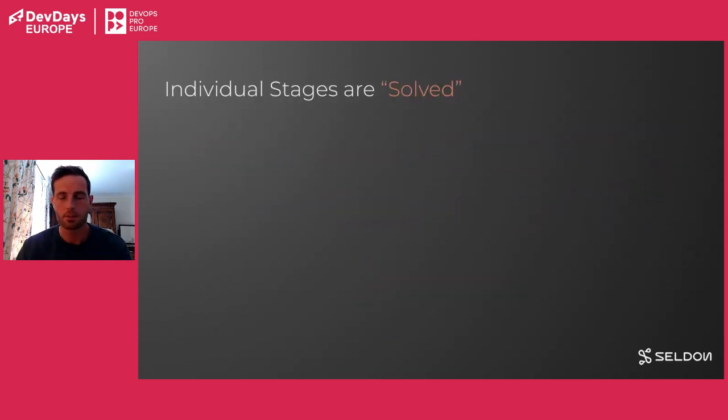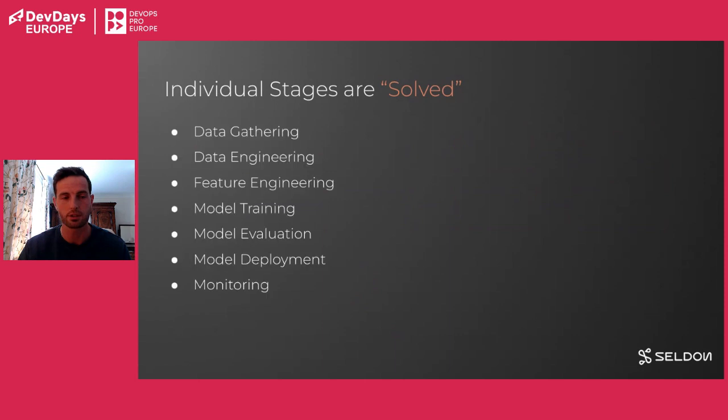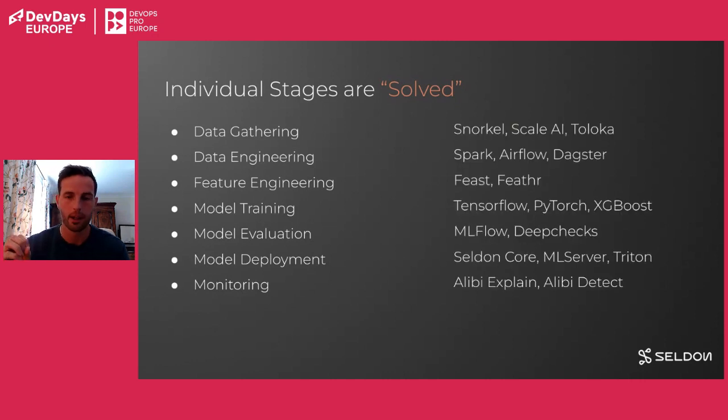Now, in terms of what the landscape looks like right now in 2023, a lot of those individual stages are pretty well solved. So if we take the stages down the left-hand side, on the right-hand side I will map a bunch of primarily open source tools that you can use in each of those stages. So for data gathering, tools like Snorkel do a great job. Data engineering, people should be familiar with things like Spark and Airflow. Dagster being an open source framework you can use in there.